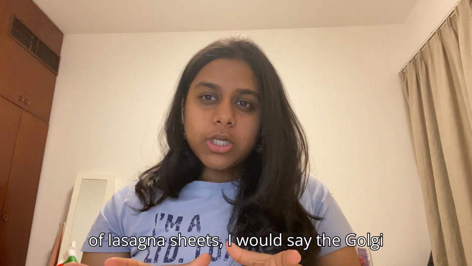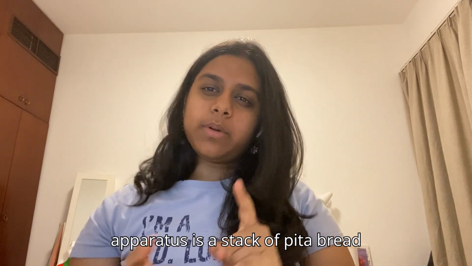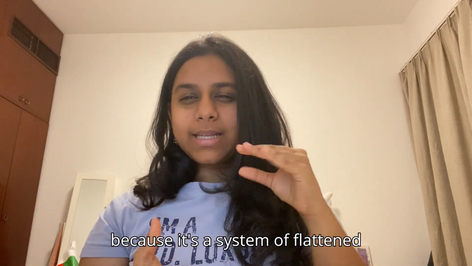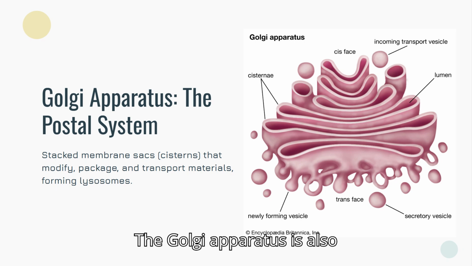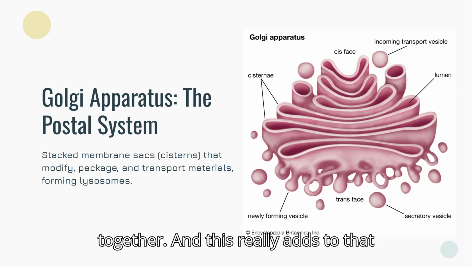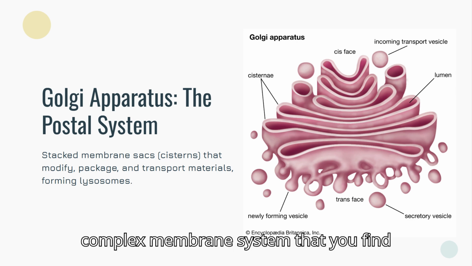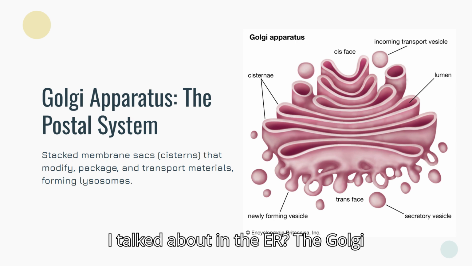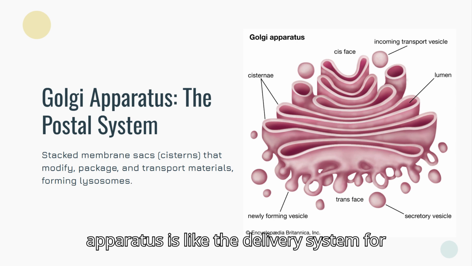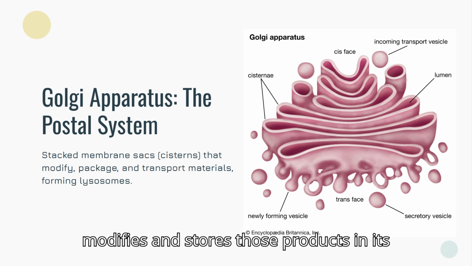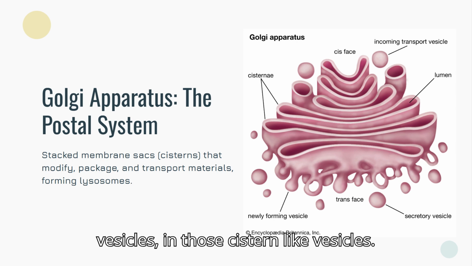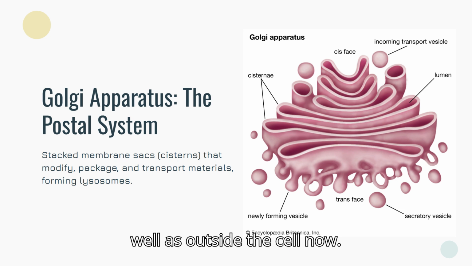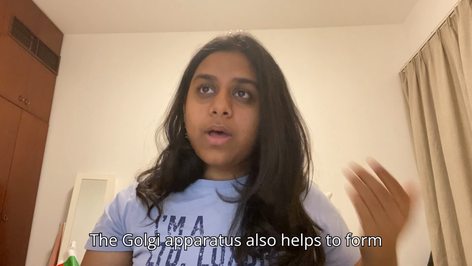Now, the Golgi apparatus. If the endoplasmic reticulum is a bunch of lasagna sheets, I would say the Golgi apparatus is a stack of pita bread, because it's a system of flattened stacks, and these are called cisternae. The Golgi apparatus is also membrane bound, and its membranes are often connected to the ER. Both of their membranes are connected together, and this really adds to that complex membrane system that you find inside the cell. So now remember the protein and lipid factories that I talked about in the ER? The Golgi apparatus is like the delivery system for those factories. It packages, modifies, and stores those products in its vesicles, and it transports them around the cell as well as outside the cell. Now, the Golgi apparatus also helps to form lysosomes.